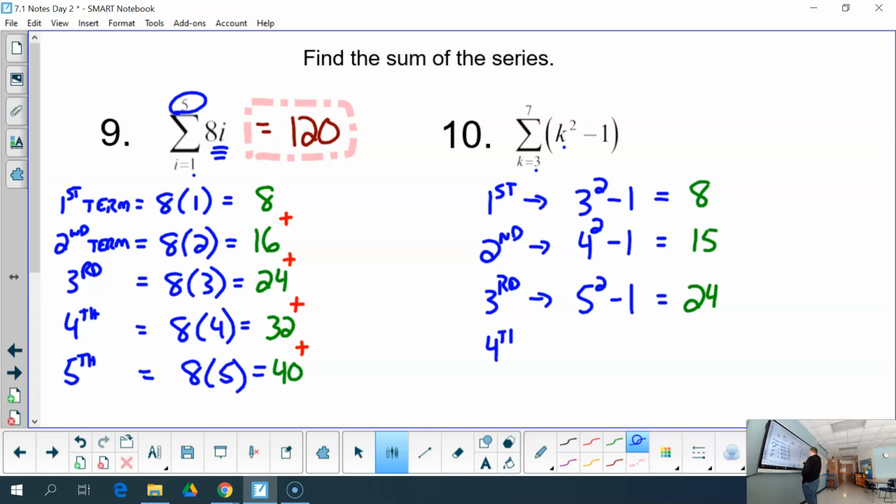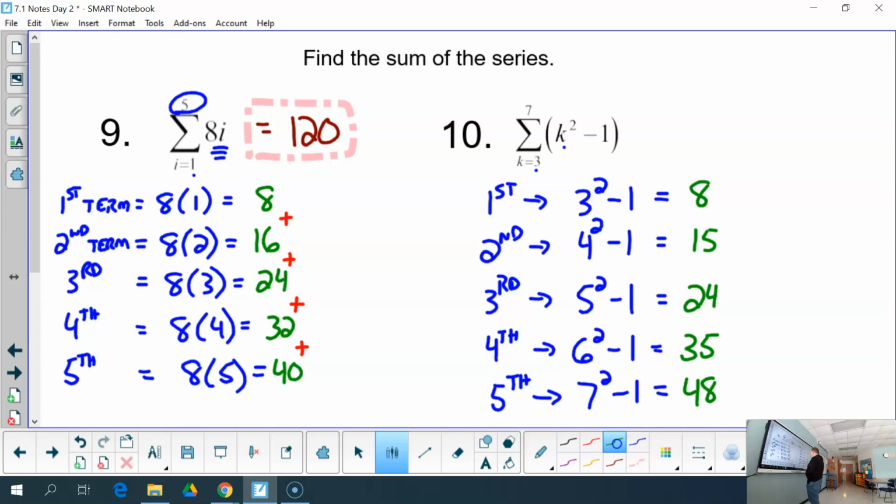Fourth term, 6 squared minus 1 is going to be 35. Fifth term is going to be 7 squared minus 1. That's going to be 48. And that's where I'm going to stop because I reached my 7 that I'm plugging in. Over here, the 5 was right there. That's why we stopped there.